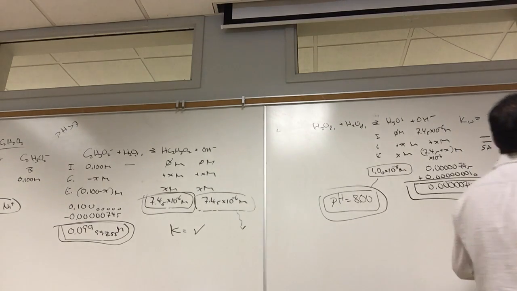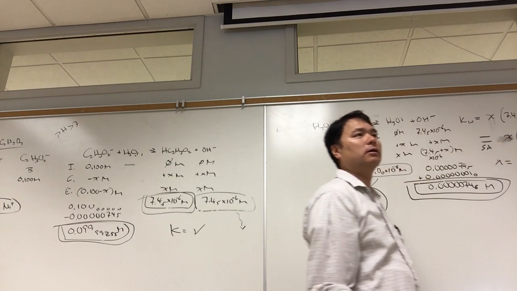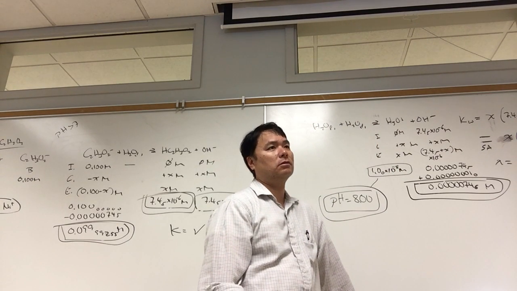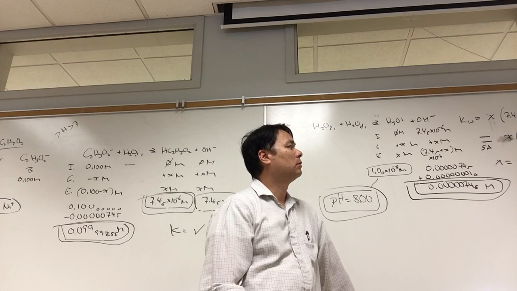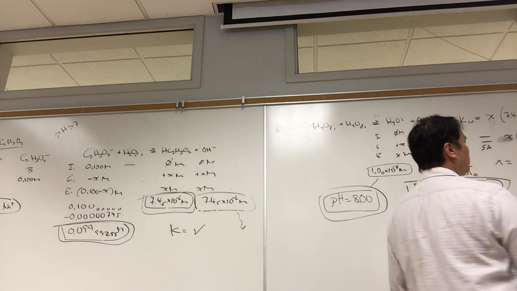Well, over here we should get x is equal to 1.0 times 10 to the minus 14 divided by 7.45 times 10 to the minus 6. So I think there is an error in the coefficient there. It should be 1.7. So that would be 7.46. That gives you 1.34 times 10 to the negative 9. Which is much less than 1% change.